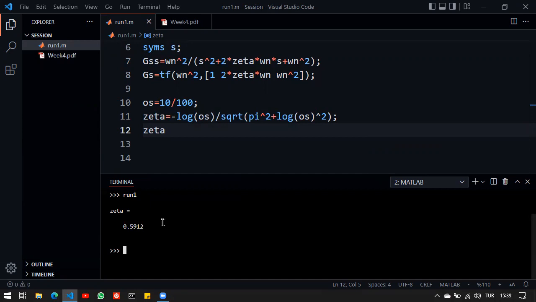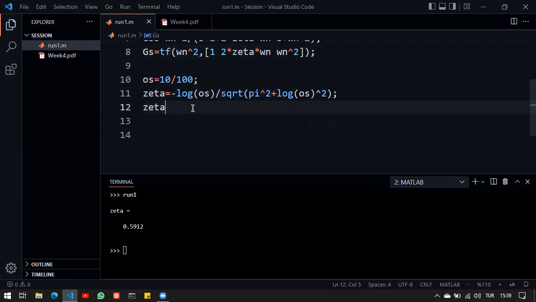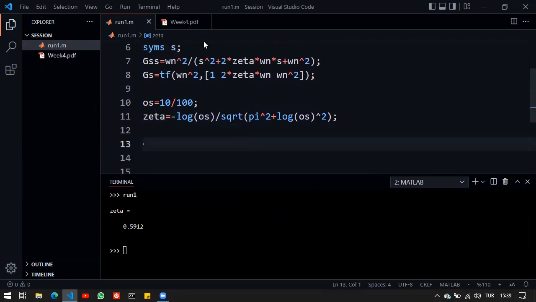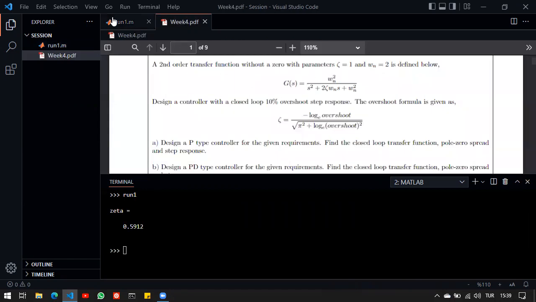Now our zeta value is 0.5912. So if we have such a zeta value, then the overshoot should be equal to 10%, no matter what omega n is, because the overshoot is directly affected by the zeta value. So now we know what the zeta value should be, and we have a second order transfer function.